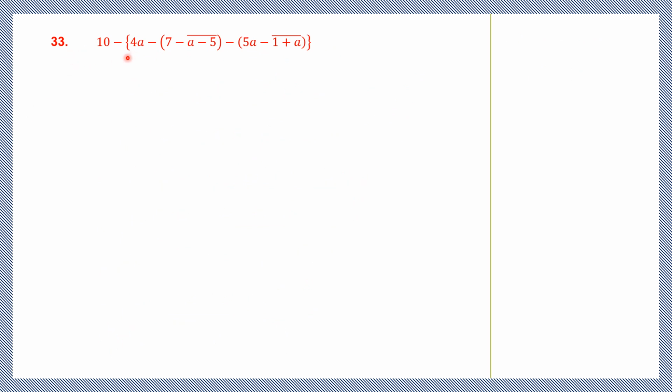Question 33, we have curly brackets, common brackets, bar brackets, common bracket, bar bracket. So we need to open the bar brackets first. So we need to remove that. Before that, let's simplify what's inside. So 10 minus 4a minus 7. Now we have a minus 5 under the bar bracket. Before that, we have a minus sign. So this becomes minus a plus 5. So that is minus a plus 5. Close the common bracket. We've removed the bar bracket.